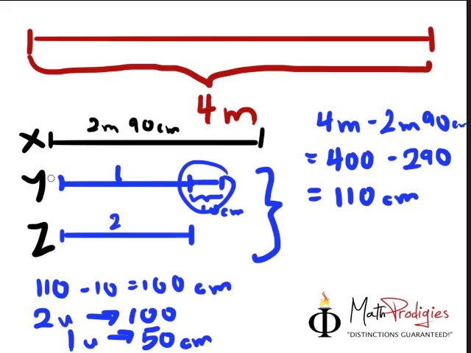So how do I find the length of Y? The length of Y is basically 1 unit and 10 cm. So basically the last line is 50 plus the extra over here, which is 10, which gives you 60 cm. The length of Y is 60 cm. And if you got that one right, super proud of you, because that was a difficult question. High five, because you are a math prodigy. Good job.